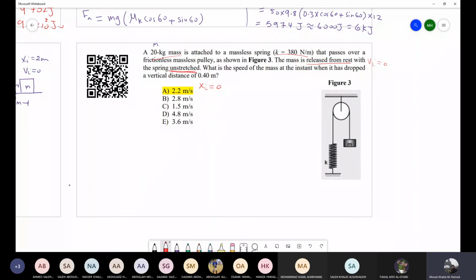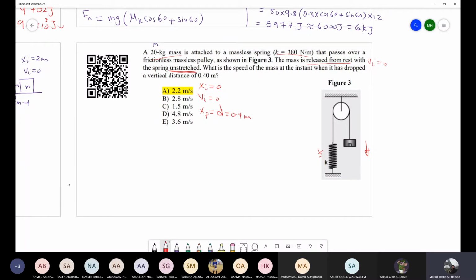What is the speed of the mass, and of course V initial is equal to 0, at the instant when it has dropped a vertical distance, which is x final, which is the same as D. x final for the spring and D for the mass is equal to 0.4 meter.